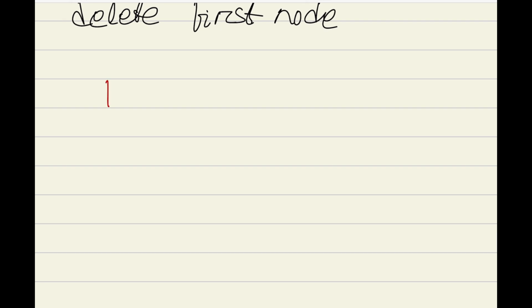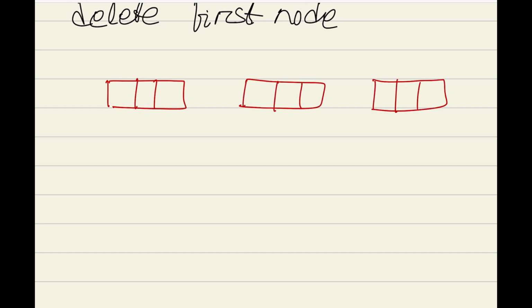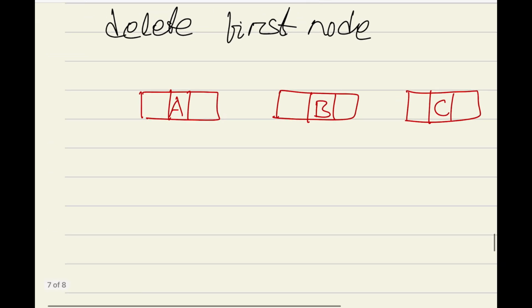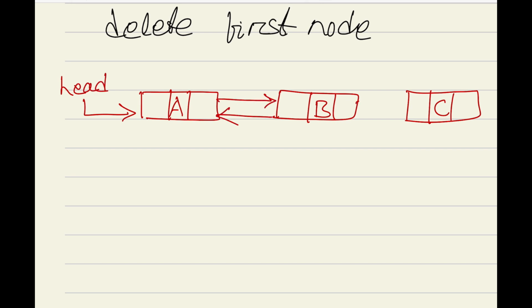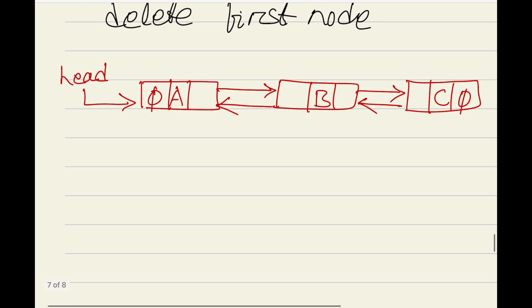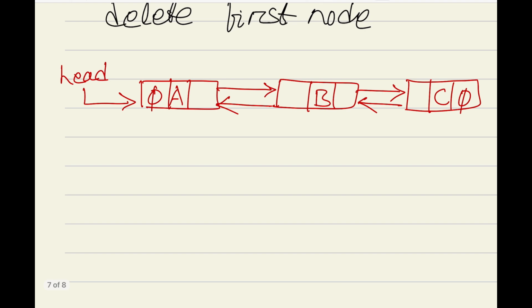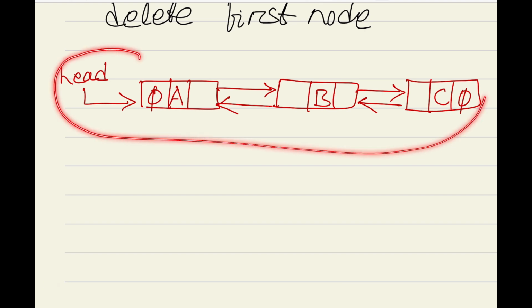So, we have a node like this one. Assume 3 nodes are there, one is A, another one B, another one is C. Head is going to refer to this one, and the next is this, previous is this, and the previous is null, its next is null. Okay. So, now if we want to delete the first node, initially the structure is like this.